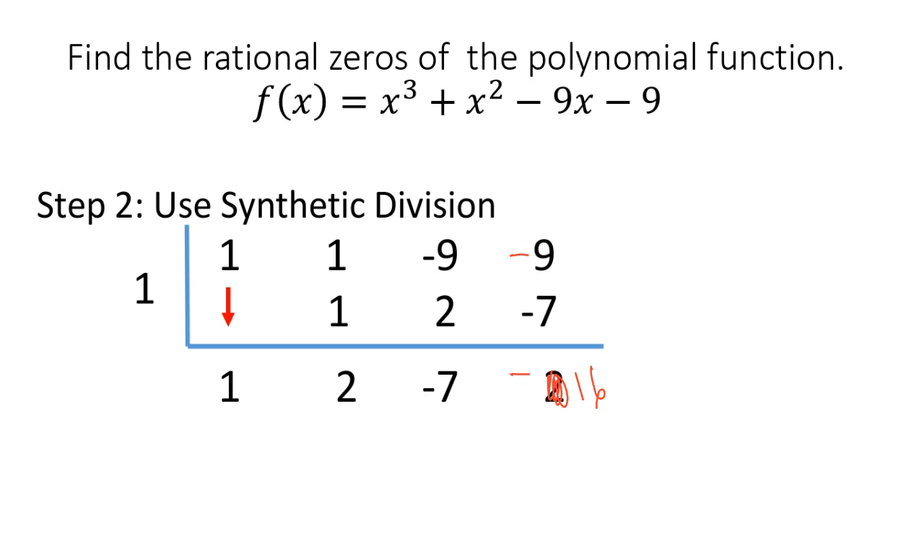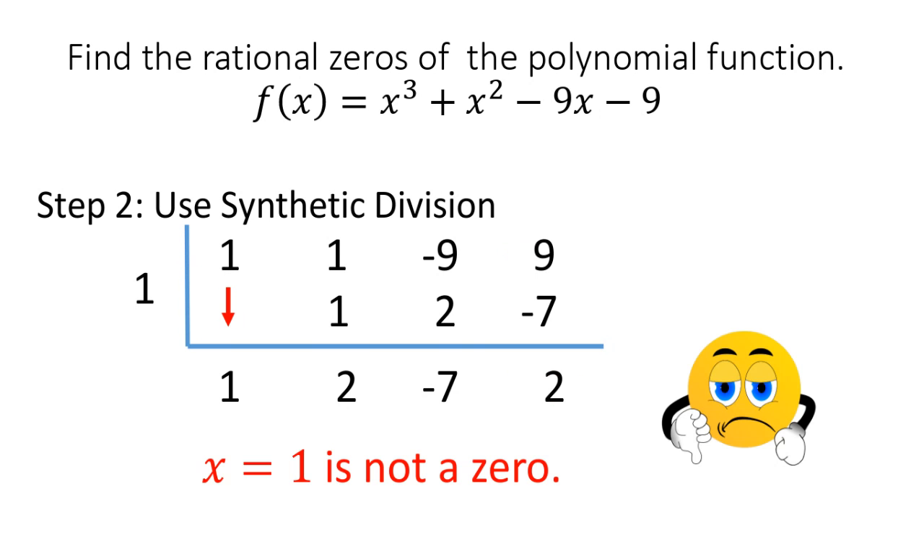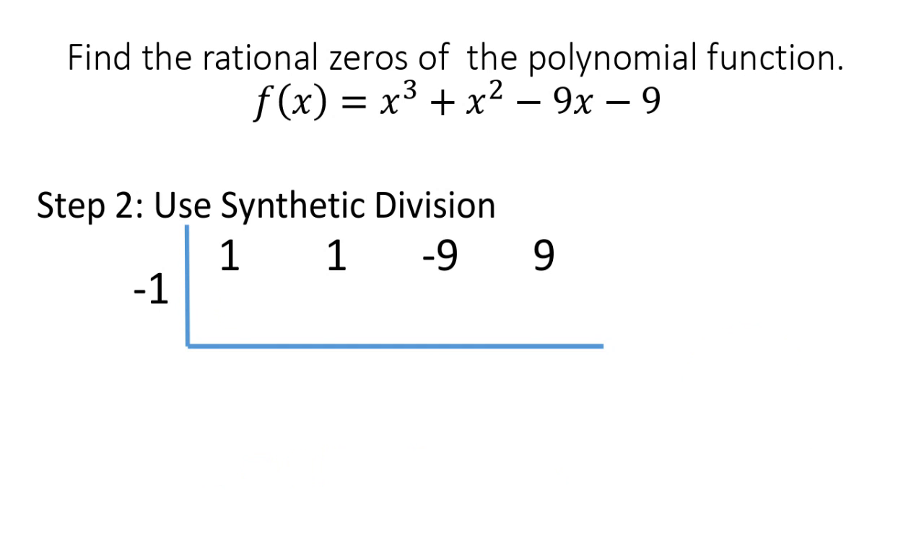Okay, so is that going to make me happy? So no, right? So that tells us that x equals 1 is not going to be a 0. Okay, so any questions on that? Since 1 didn't work, then I want to try -1.